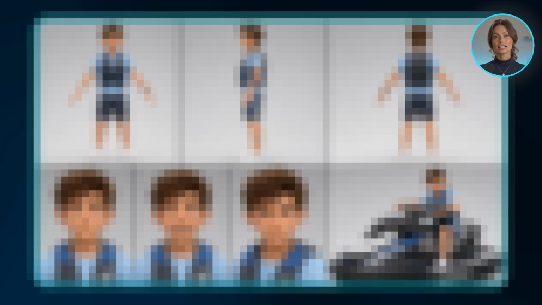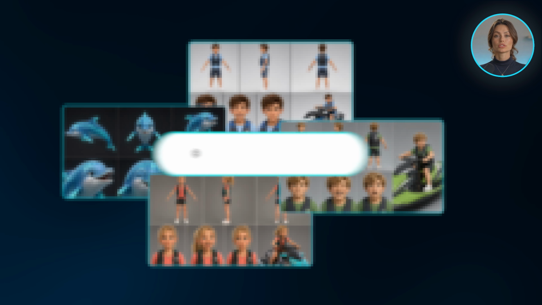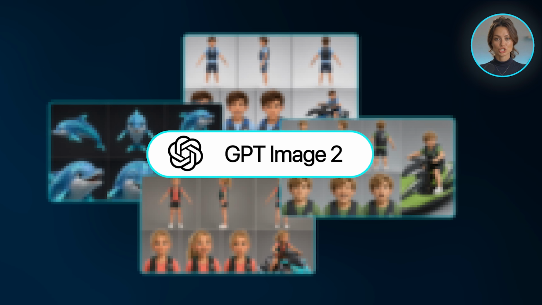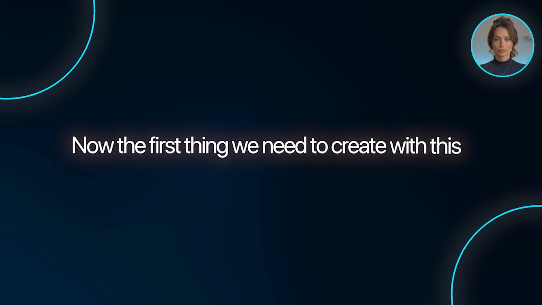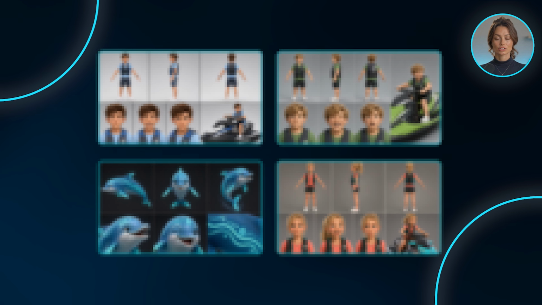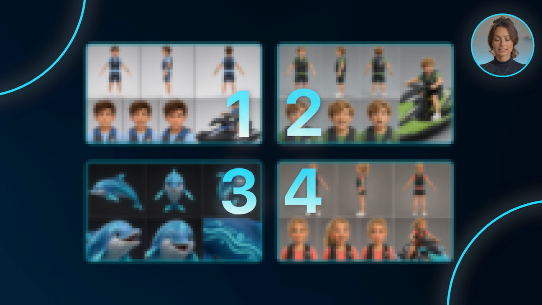But before that, we'll need to actually create all of the reference sheets that we're going to feed in. And for that, we'll be using GPT Image 2, since it's currently one of the strongest AI image generators in terms of realism and quality. Now, the first thing that we need to create with this is our character reference sheets. This will help us keep our characters consistent across every scene. We need 4 character sheets in total, 3 for the main kids and 1 for the glowing dolphin.